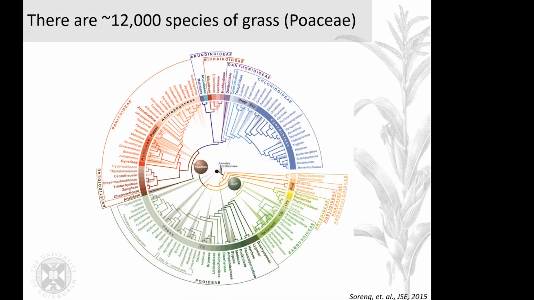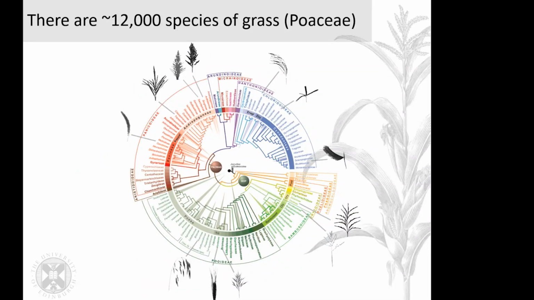Nowadays, we have over 12,000 species of grass, and it's the 5th largest plant family. Even though people say grass is grass and it's boring, there is quite a lot of diversity, and especially in their floral structure. So this is the major area that we use to identify grasses.